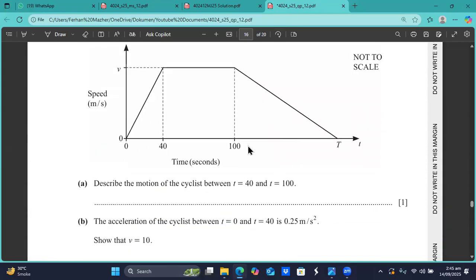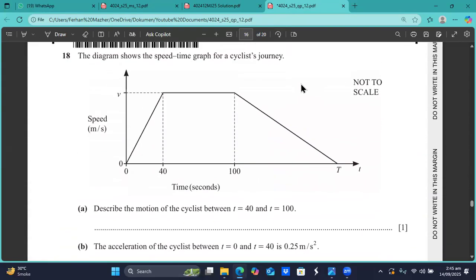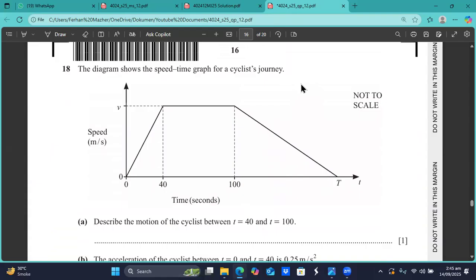Okay, here we have question number 18. The diagram shows the speed time graph for a cyclist's journey. You know, this is a speed time graph. On the y-axis the speed is represented, on the x-axis the time is represented. The area under the speed time graph is equal to the distance traveled, and the gradient of the speed time graph represents the acceleration or deceleration. He says, describe the motion of the cyclist between t equals 40 and t equals 100.